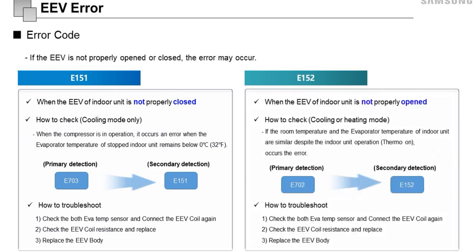Of course, an error may take place for the opposite situation. When the EEV of indoor unit is not properly opened, the E702 error occurs first. If the room temperature and the evaporator temperature of indoor unit are similar despite the indoor unit operation, this error occurs, and the indoor unit will restart automatically, similar to the previous error. And then, if the same problem occurs again, the E152 error occurs and immediately stops the operation of indoor unit.